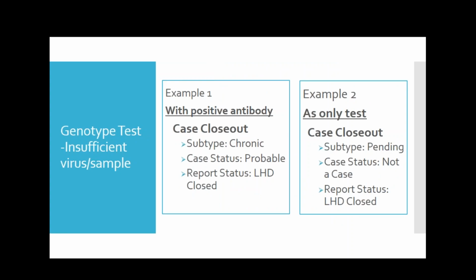Now, many of you who perform these investigations or use CDRSS, you may have dealt with this rare circumstance where genotype insufficient virus or sample is reported. And there are two examples we can look at for this situation. So example 1, the case has a positive antibody plus this test reported for genotype as insufficient as the only test reported for this case. The case should be closed out as subtype chronic, case status probable, report status LHD closed.